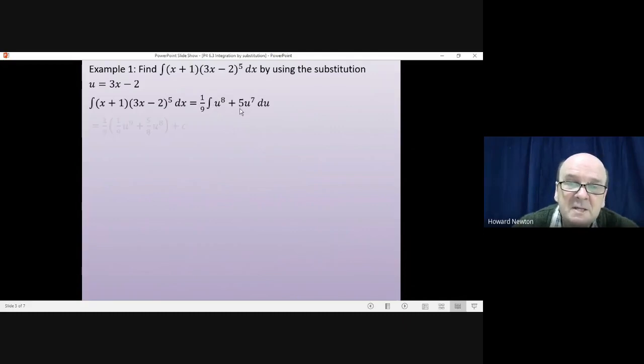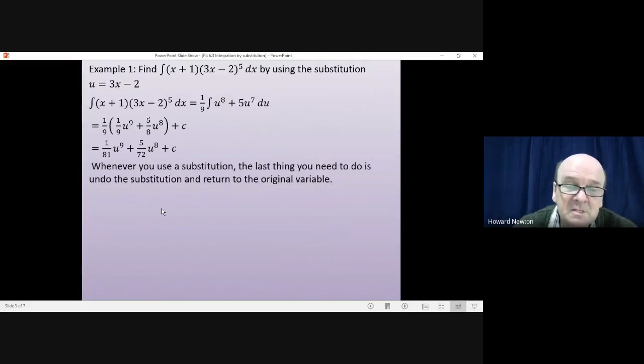And then integrating that gives me 1/9 u to the power of 9 plus 5/8 u to the power of 8. I'll multiply by the 1/9, and that gives me 1 over 81 times this plus this. And then the final thing that I need to do, and this is always the case whenever you use a substitution, the last thing you need to do is undo the substitution and return back to the original variable. Well, u is equal to 3x minus 2, so we just substitute in u equals 3x minus 2 in this, and that gives us the final answer.